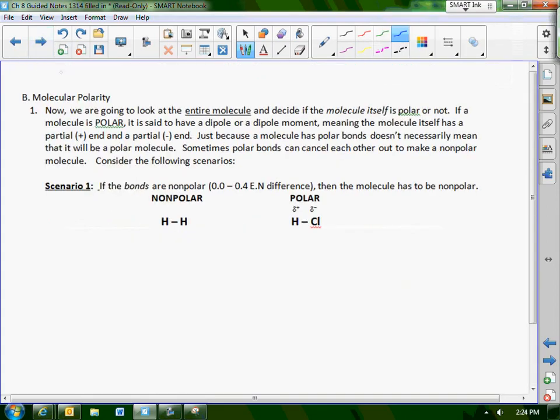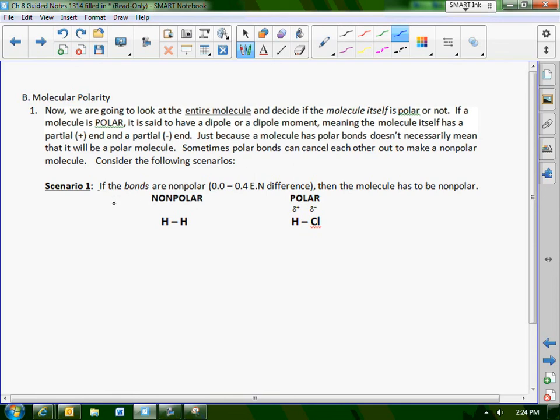Okay? Now, molecular polarity. We will wind up doing this scenario in class. Well, maybe not. I think I have time to do it now. We're looking at the entire molecule and deciding if the molecule is polar or not. If a molecule is polar, it's said to have a dipole or a dipole moment, meaning the molecule itself has a partial positive and partial negative end, kind of like a magnet. Just because a molecule has polar bonds doesn't necessarily mean that it will be a polar molecule. Sometimes polar bonds can cancel each other out and make a nonpolar molecule.